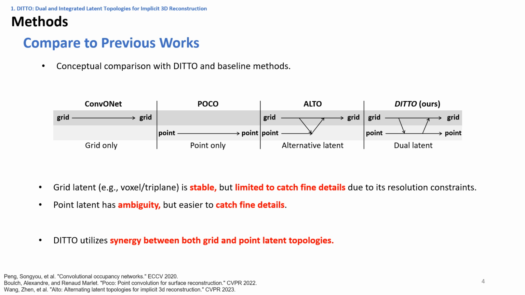ITTO already has explored a similar idea. However, we discovered that ITTO is somewhat biased to grid latent, and its utilization of point latent is limited, and its decoder only uses grid latent. Therefore, we emphasize the point latent to maximize the synergy between grid and point latent.